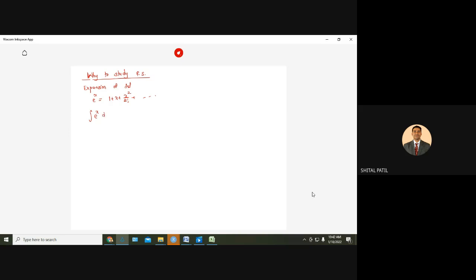It is possible to integrate e raised to x square into x dx, but it is not possible to integrate e raised to x square. Not possible. And therefore, we have written this expansion of e raised to x square in terms of ascending powers of x, 1 plus x square, I am replacing x by x square, x raised to 4 by 2 factorial and so on. And then we integrated, we know how to integrate the polynomial, and we understood the use of expansion of function. This is one way.